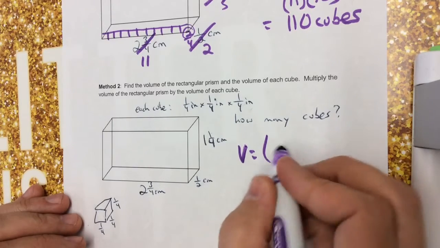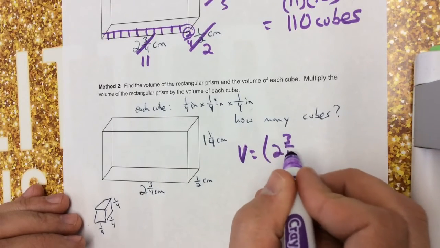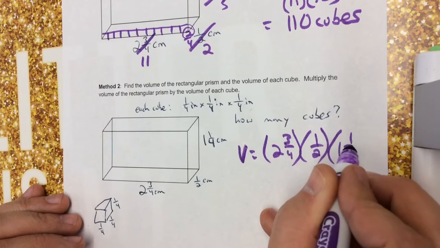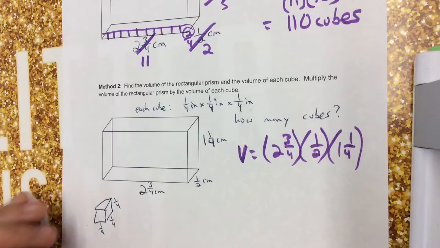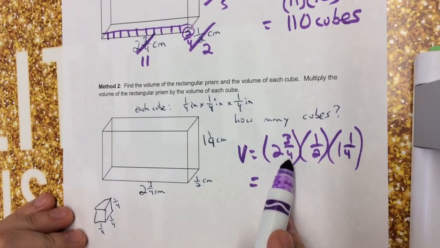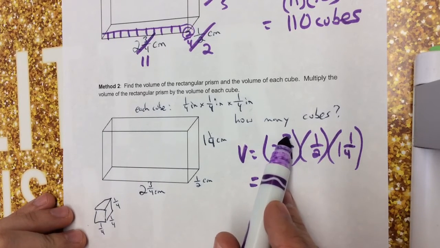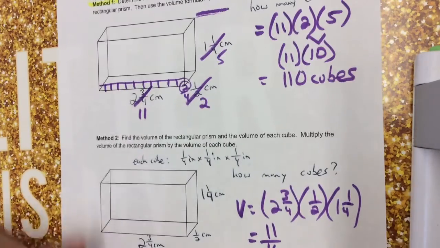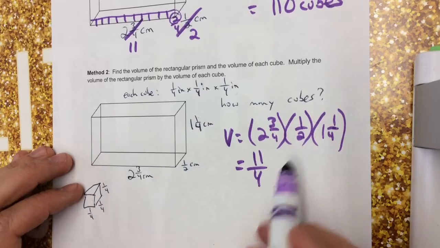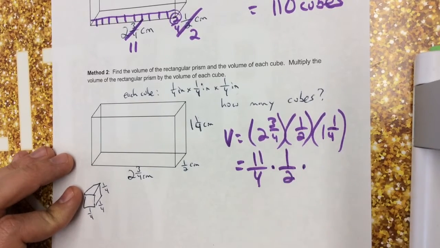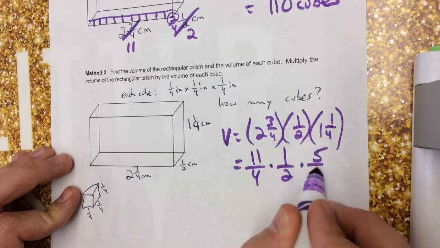So the length, 2 3/4, times the width, which is 1/2, times the height, which is 1 1/4. And again, using our conversions, we want to get them into fractions that are greater than 1. So this is equal to, well, 4 times 2 is 8, plus 3 is 11, so we get 11/4. Looks awfully familiar, doesn't it, up here? So 11/4. 1/2 will stay 1/2, and I'm going to use the multiplication symbol. And then 1 1/4 will become 5/4.